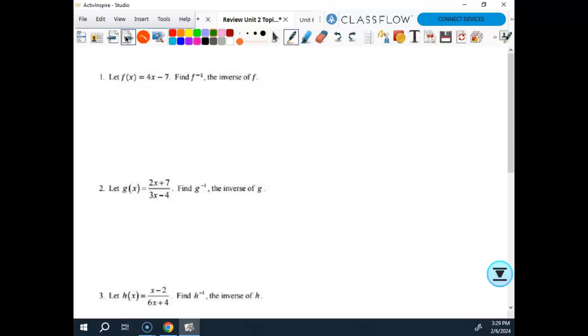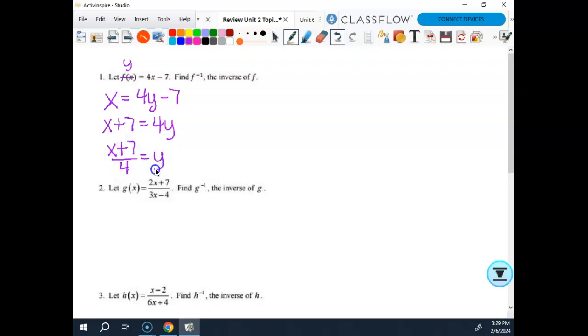Alrighty. Now we're going to find the inverse. Just straight up find the inverse. In order to find the inverse, we're switching x and y. So that's my y, basically. Switch them. It's going to give me x equals 4y minus 7. So that means x plus 7 equals 4y. So (x plus 7) over 4 equals y. So f inverse of x is equal to (x plus 7) over 4.